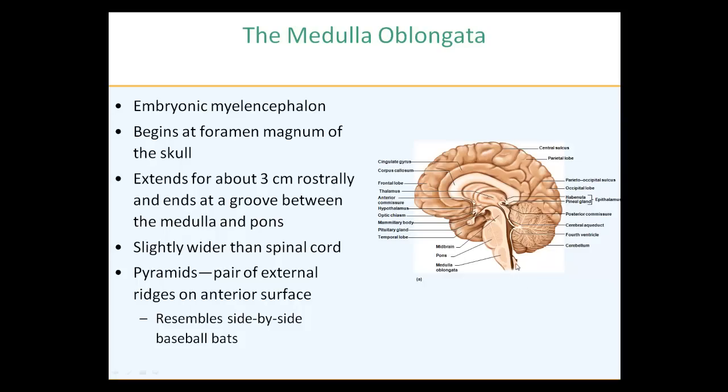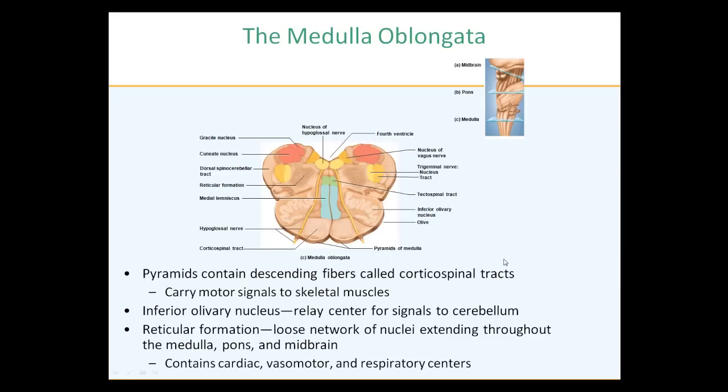So in other words, your motor information that's controlling your right hand is really coming from the left side of your brain, but then it will cross here. 90% or so of the fibers will cross at the medulla oblongata level, or decussate as we call it, into the other side. So this is one of the very important aspects of the medulla oblongata.